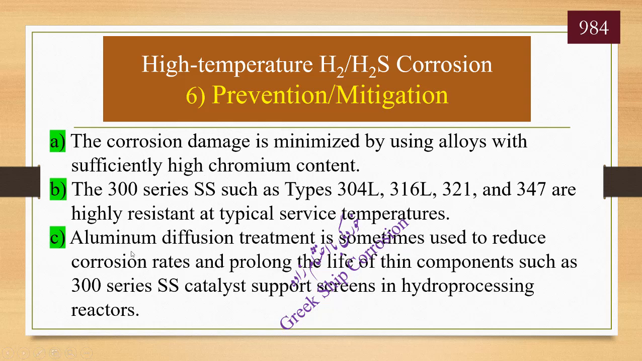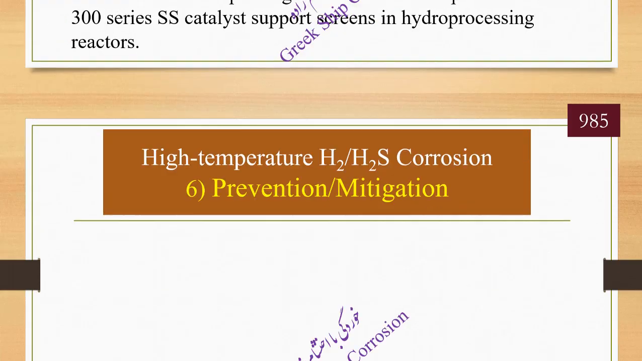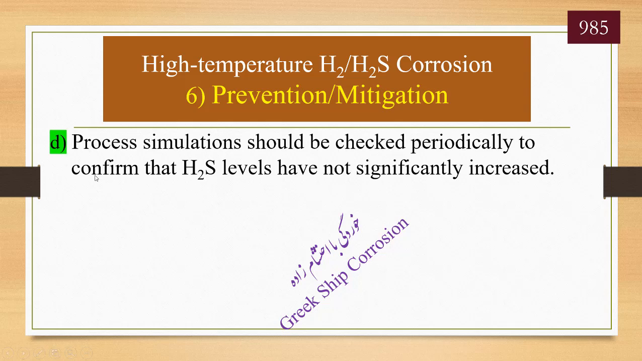C. Aluminum diffusion treatment is sometimes used to reduce corrosion rates and prolong the life of thin components such as 300 series stainless steel catalyst support screens in hydroprocessing reactors. D. Process simulations should be checked periodically to confirm that H2S levels have not significantly increased.